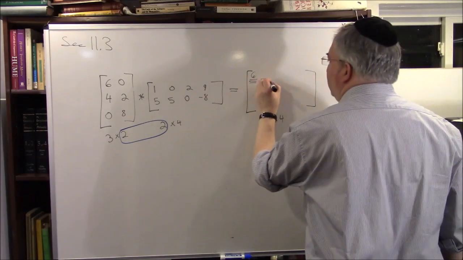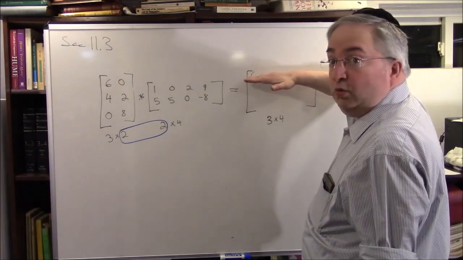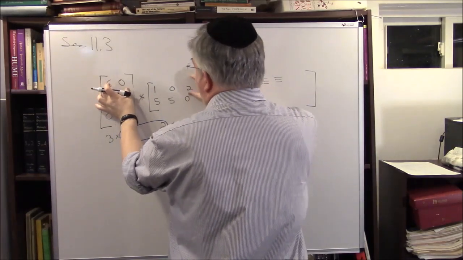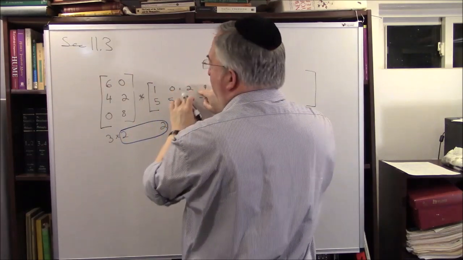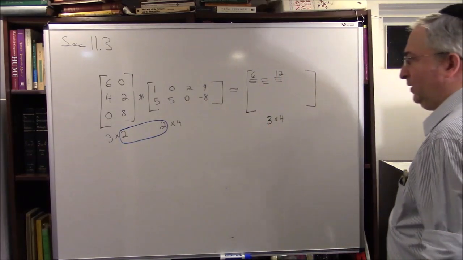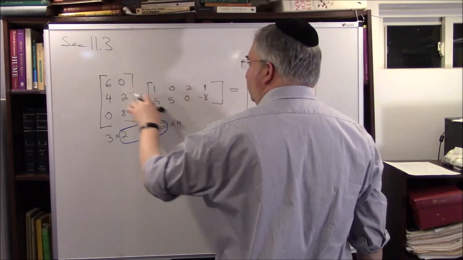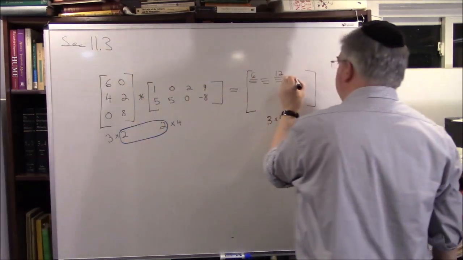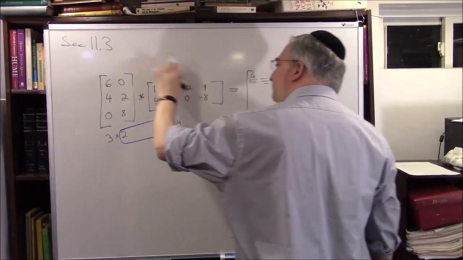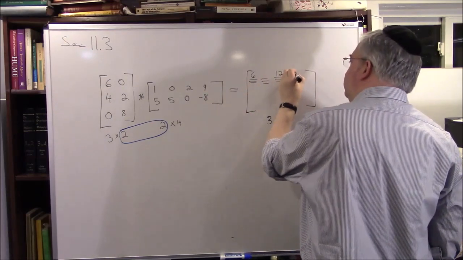Now, there's a second entry. We'll do that in a second. Let's do the third entry. So, this is the first row, third column. We're going to fly these across. Let's do it. 6 times 2 is 12, plus 0 times 0 is 0. 12 plus 0 is 12. Great. Let's do the fourth entry. Again, it's a little bit silly because of the 0 here, but this is the first row, fourth column. Let's fly them across. You get 9 times 6 is 54. 54 plus 0 times negative 8 is 0, so this is 54.